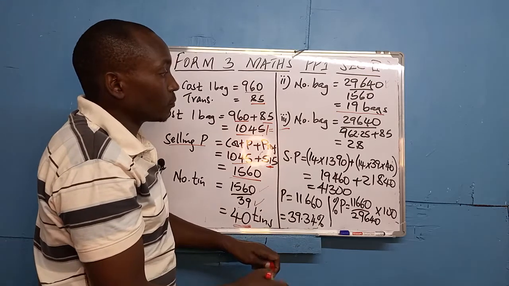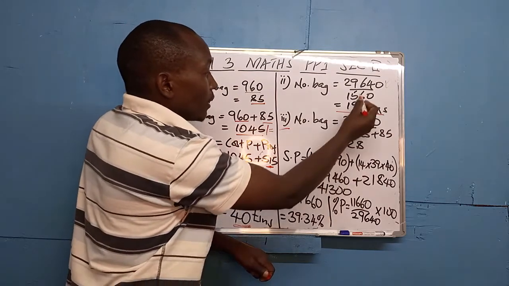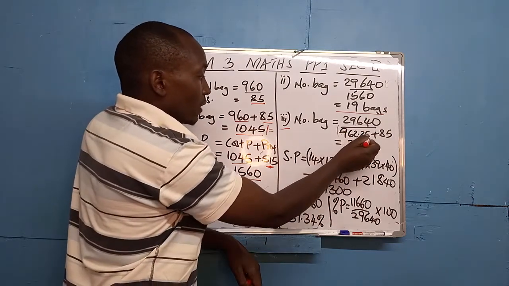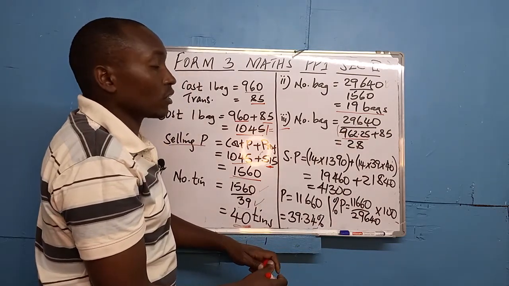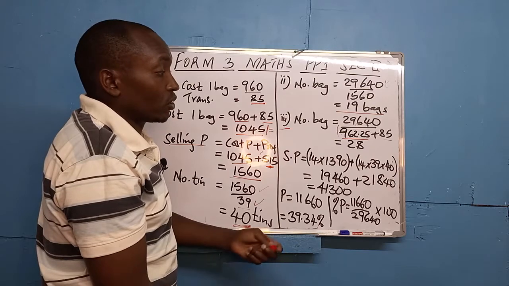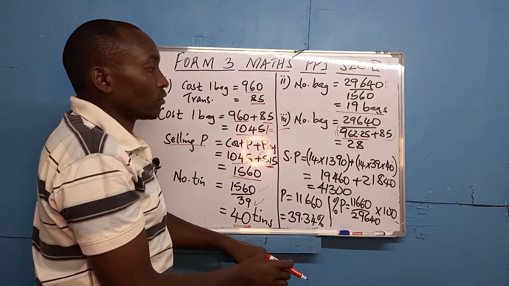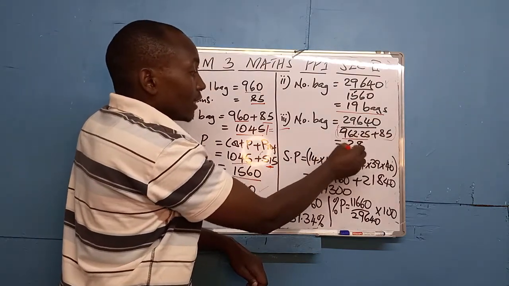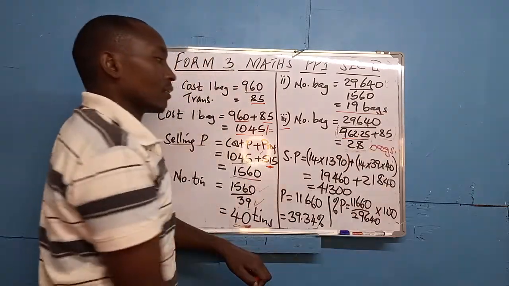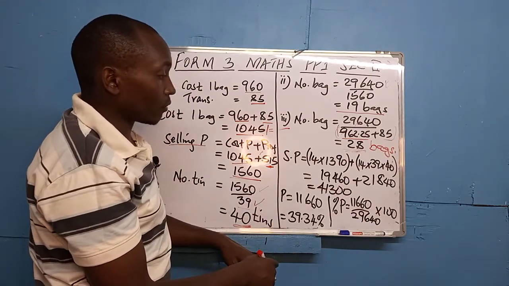Going ahead to part 3. You're given that this person used all the money from the sales in part 2 to purchase more maize. Now the buying price of the maize is 962 shillings and 25 cents. We assume that the cost of transportation remained the same. So if you divide 29,640 by the sum, you get, to the nearest whole number, 28 bags. That is now the bags this person was able to buy for the second round.